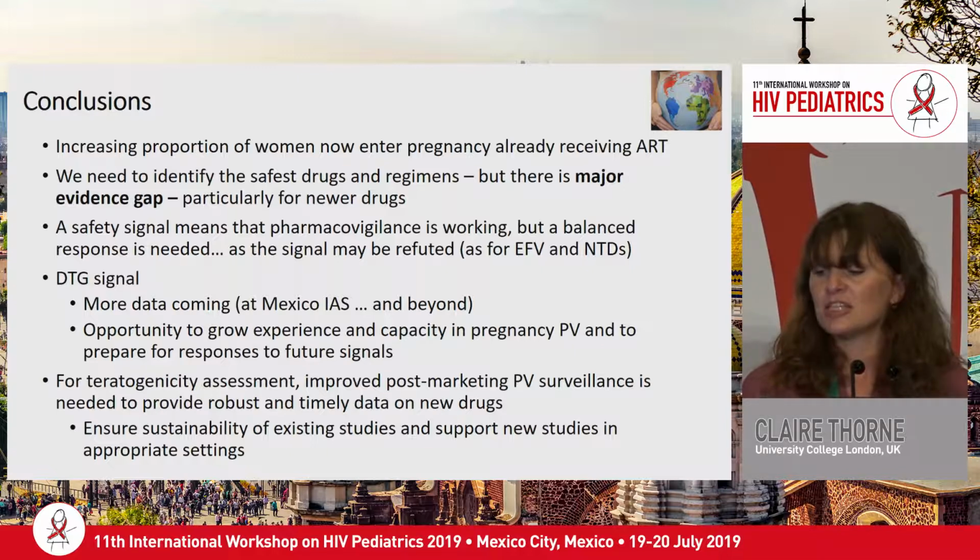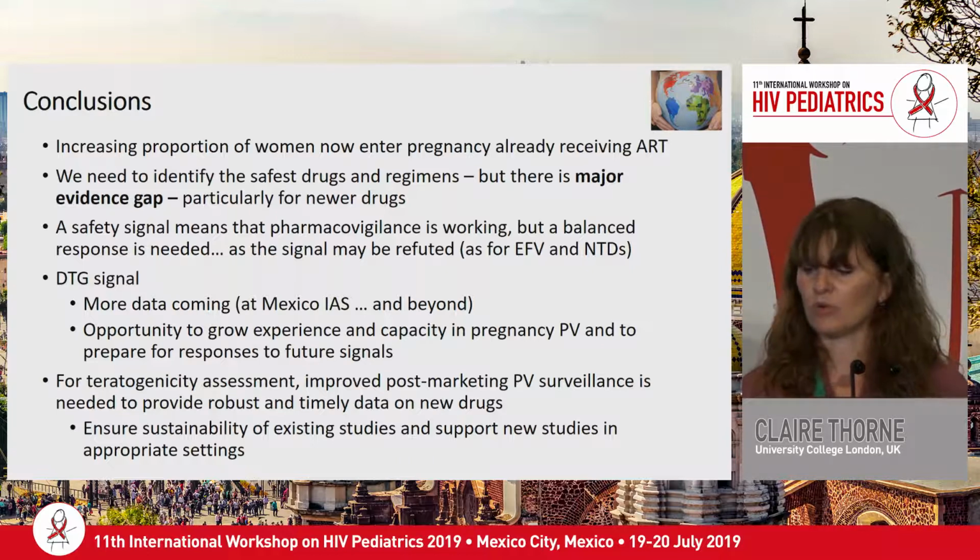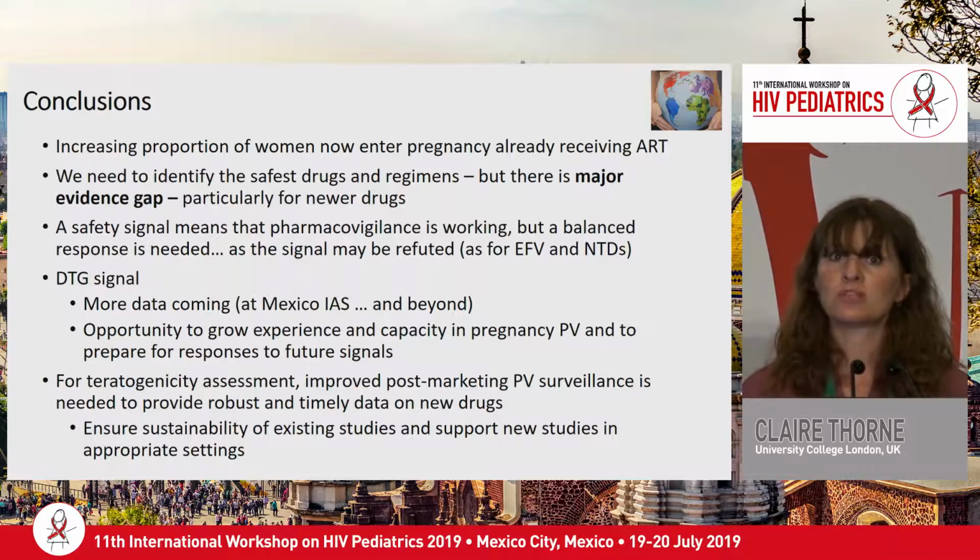For teratogenicity assessment, improved post-marketing pharmacovigilance surveillance is needed so that we can get robust and timely data on new drugs. We need to ensure the sustainability of existing studies that are doing such a great job at the moment and support new studies in appropriate settings.